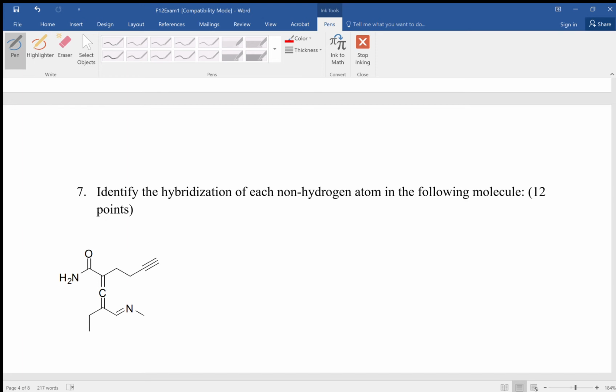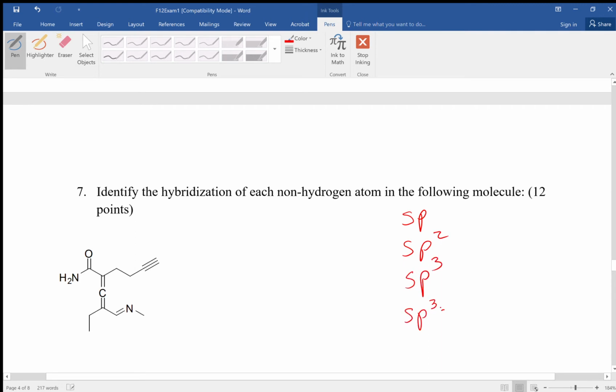All right, in question 7, we are attempting to identify the hybridization for anything other than the hydrogens in the molecule. Now, while in general chemistry you learned sp, sp2, sp3, sp3d, and sp3d2, for the overwhelming majority of organic compounds, sp3d and sp3d2 don't really come into play.